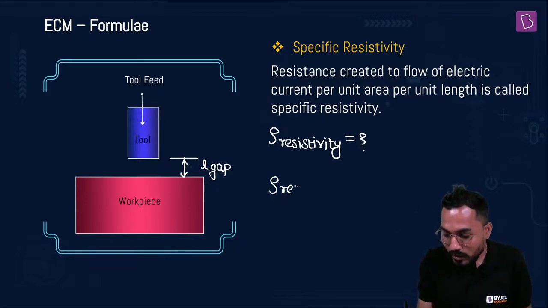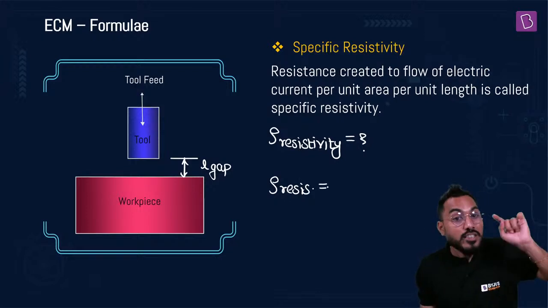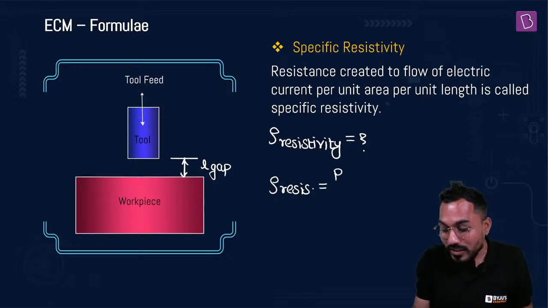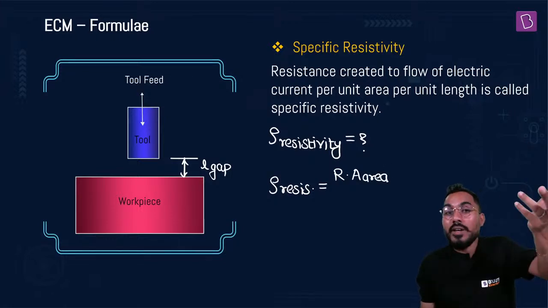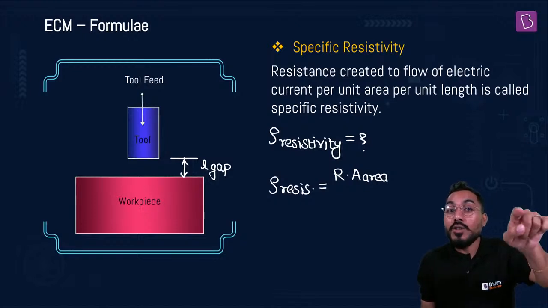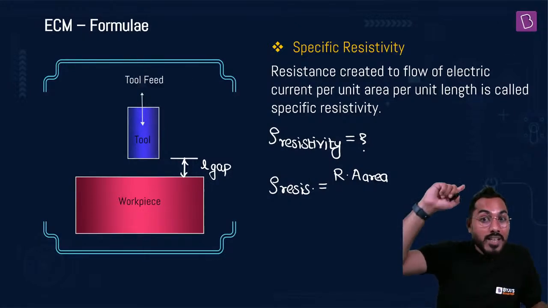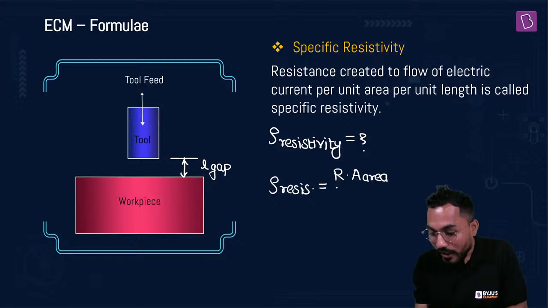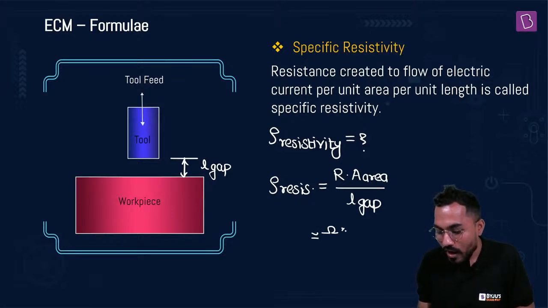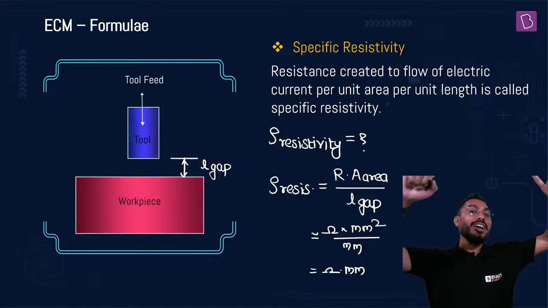The definition of resistivity is that it is not a density. Resistivity is exactly equal to resistance created to the flow of current, times the area, divided by the interelectrode gap, L gap. Whose area? The area of the tool or the area of the surface which is going to get machined, because both areas are the same. What is the unit? Resistance is in ohm, area is in millimeter square, and the interelectrode gap is in millimeter. So the unit will be ohm into millimeter. It is called specific resistivity.